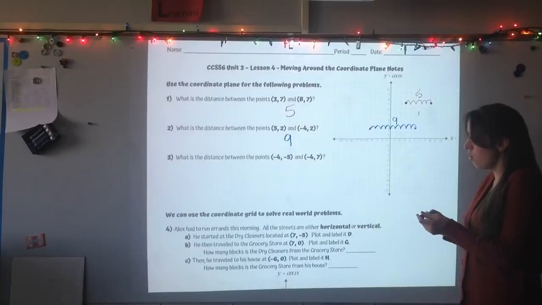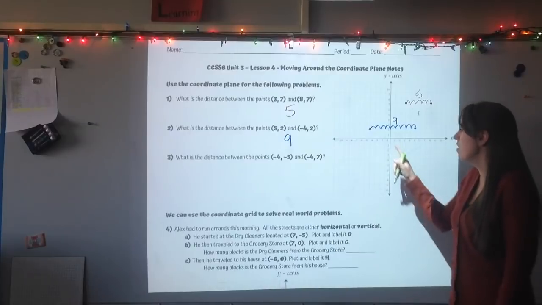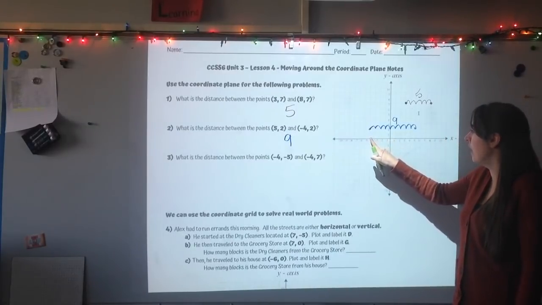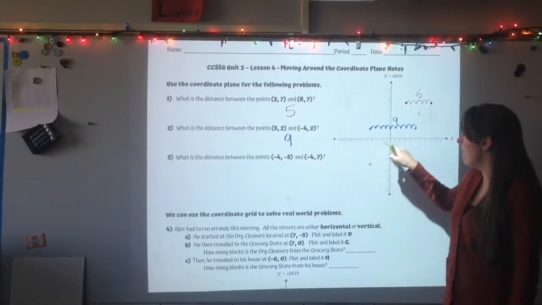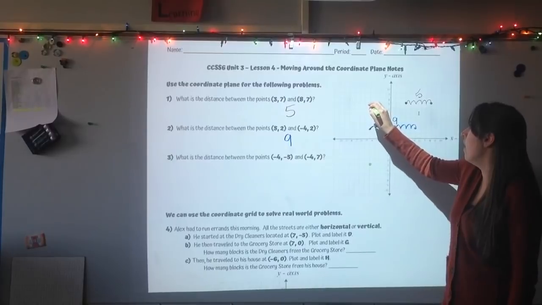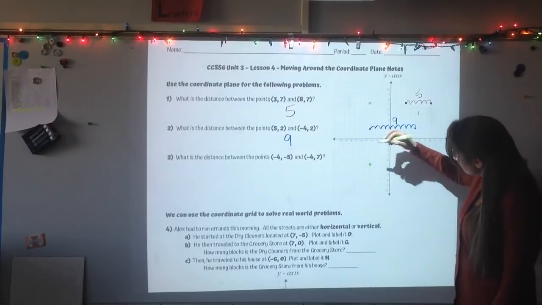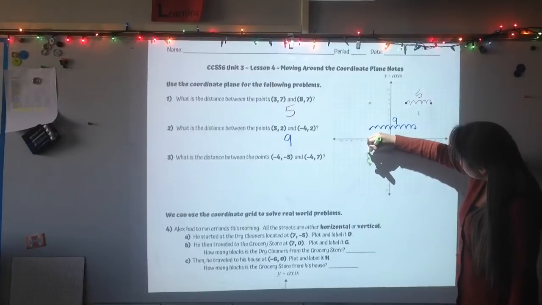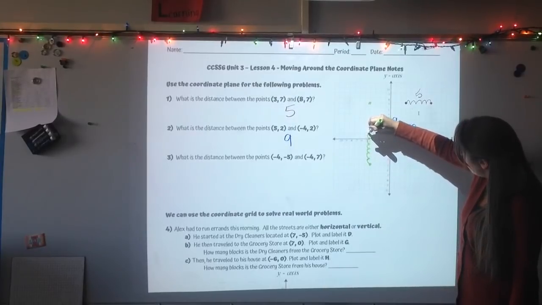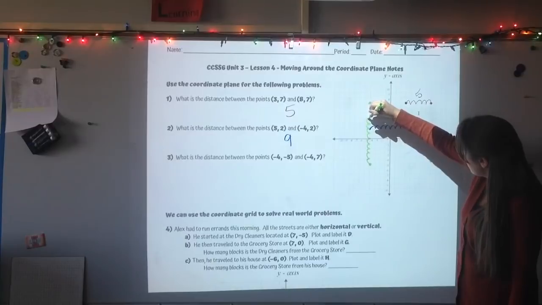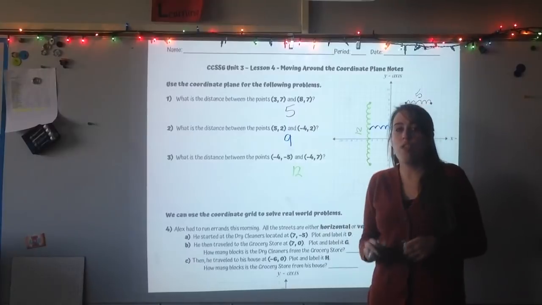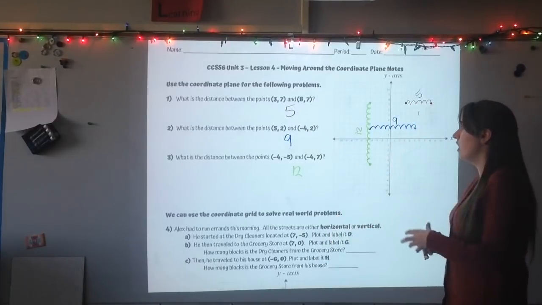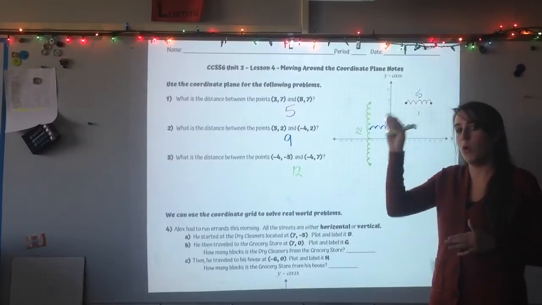And then the last one, what is the distance between (-4, -5) and (-4, 7)? So (-4, -5) is 4 to the left, 5 down. And then (-4, 7) is 4 to the left, 7 up. So counting that distance, 1, 2, 3, 4, 5, 6, 7, 8, 9, 10, 11, 12. So the distance is 12. So that's just looking at 2 points individually there. Now we're going to combine it to talk about moving to multiple points within the plane.